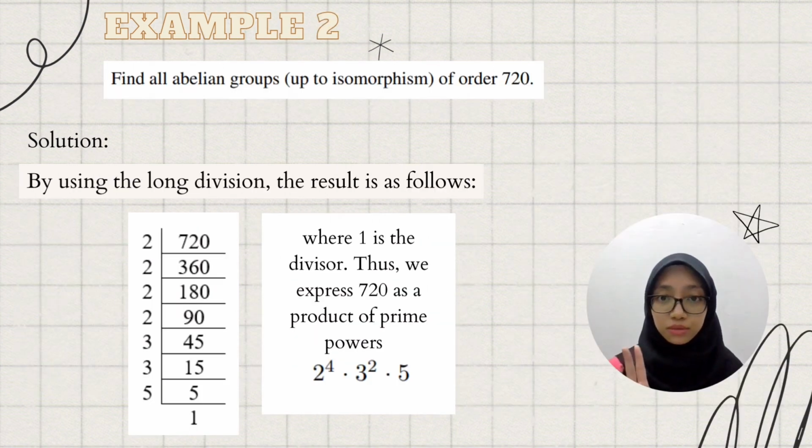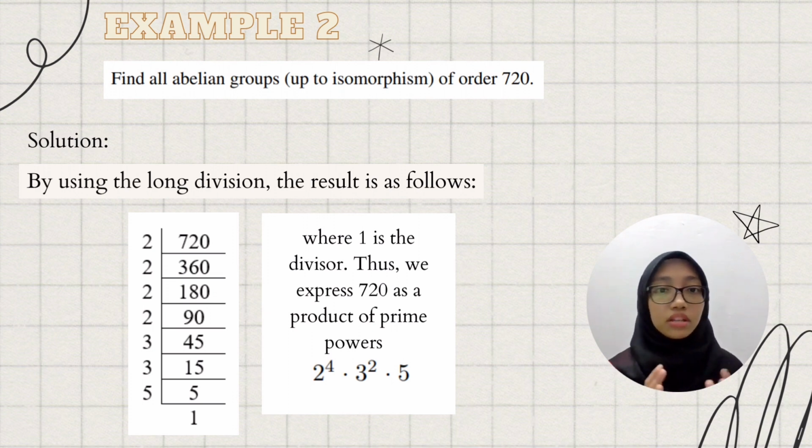Next is example 2. Find all abelian groups up to isomorphism of order 720. The solution is by using the long division. The result is as follows, where we will get 1 as the divisor. Thus, we express 720 as a product of prime powers, where we will get 2 to the power of 4 times 3 to the power of 2 times 5 to the power of 1.